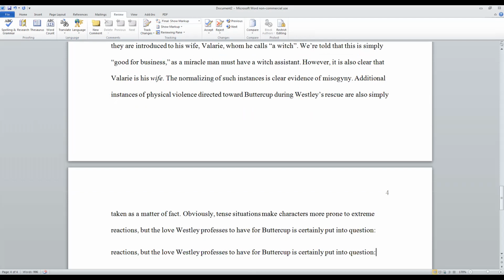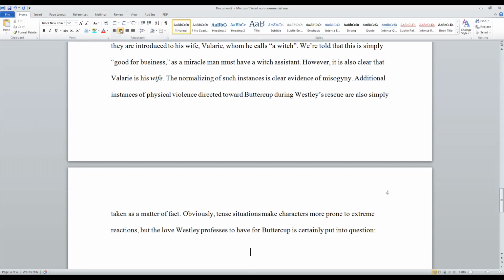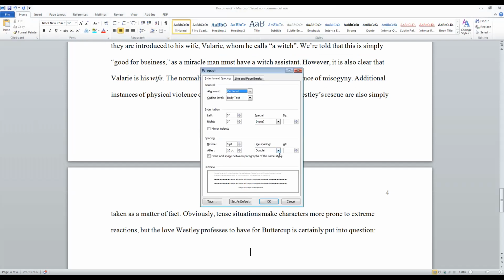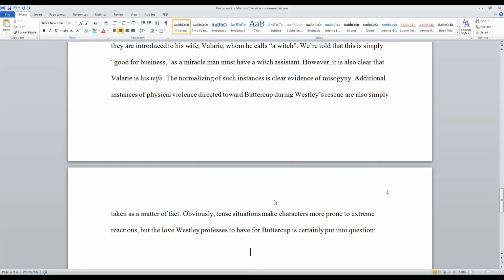And I'm going to pause here, and I'm going to center and use a single space for this next section. Let's see here. Okay. So here's this instance from page 168.